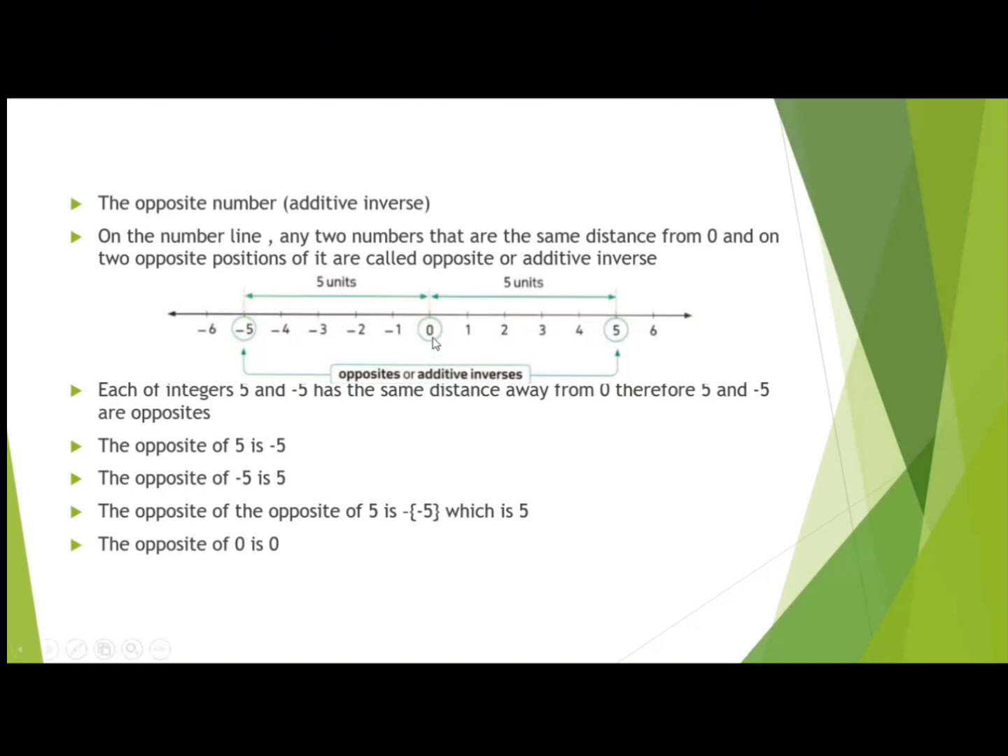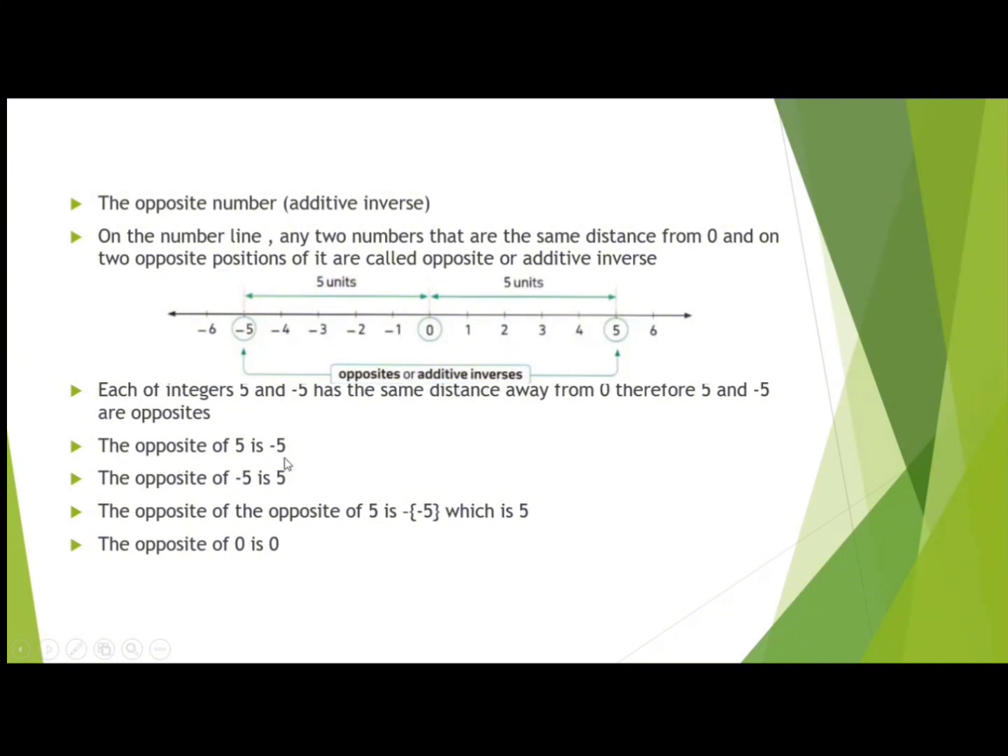Let's see if I go 2 steps to the right. 1, 2, I'll find 2. 2 steps to the left, 1, 2, I'll find -2. 2 steps to the left, 2 steps to the right. So 2 and -2 are opposites or additive inverses. If I go 3 steps to the left, -3. 3 steps to the right, 3. 3 and -3, opposites or additive inverse.